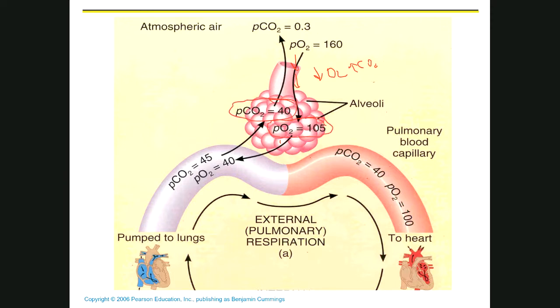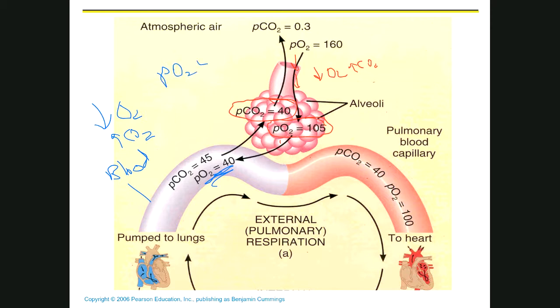So this is what we're exchanging with. And we're going to exchange it with blood. So here's the blood that we're going to exchange with. That blood has been out to your body, out to your tissues. And when you look at it, it's low in oxygen and high in carbon dioxide. And so look, it's low in oxygen. The partial pressure of oxygen is about 40.